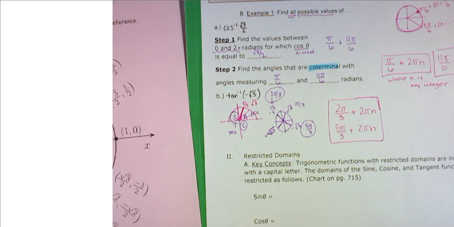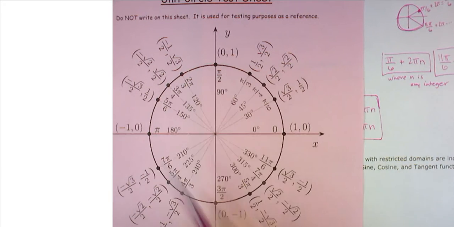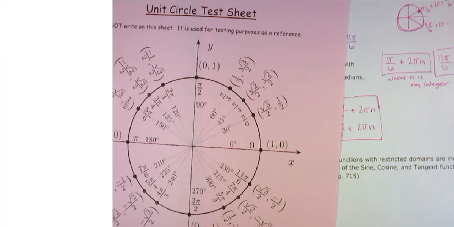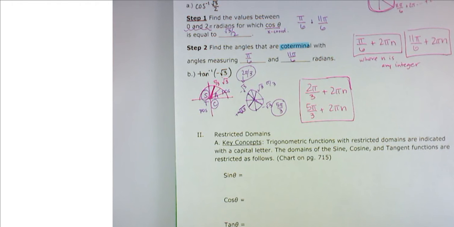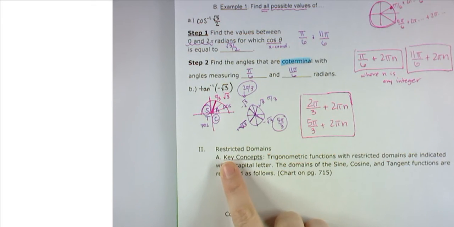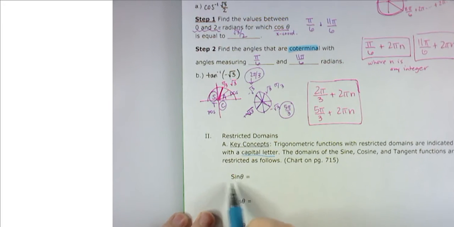Okay, now, because the inverse functions are not functions themselves, we do have limits that we can place on them. So in step 2, we're going to talk about these restricted domains. Okay, so in this textbook, they're indicated with a capital letter. So if you see the capital sine, capital cosine, and capital tangent, that means that you have a restricted domain. The way that these are written, I'm going to show you here, looks like this.